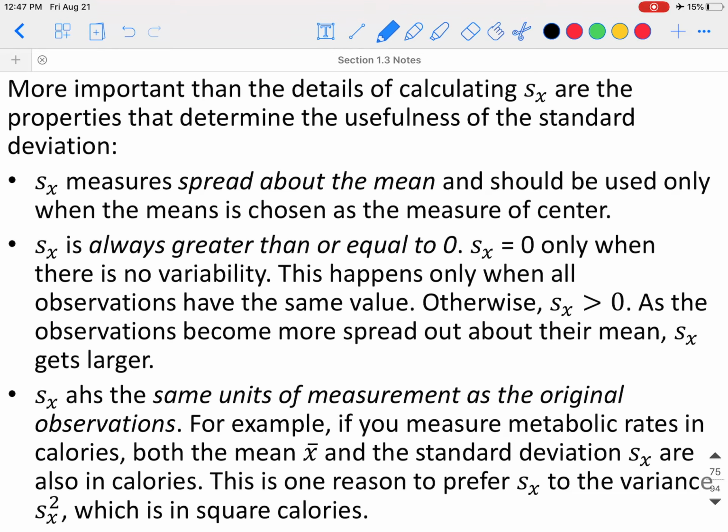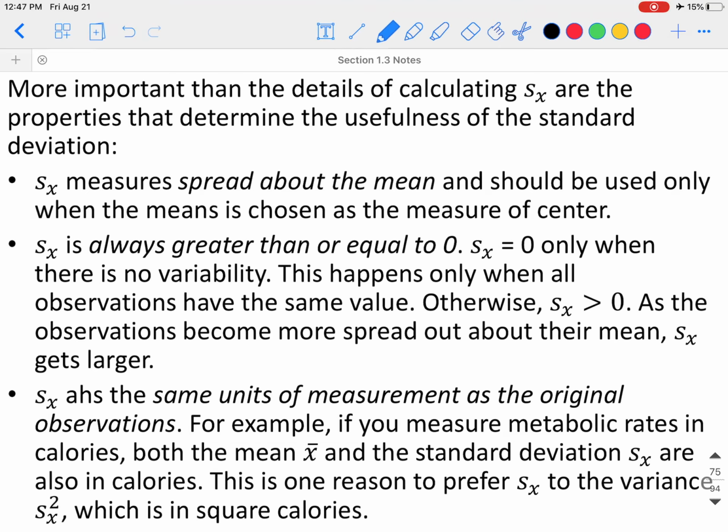More important than the details of calculating s of x are the properties that determine the usefulness of the standard deviation. S of x measures the spread about the mean and should be used only when the mean is chosen as the measure of center. Now, if you remember previously, we discussed that you should only use the mean as long as the data is roughly symmetric. So standard deviation should also only be used if the distribution is roughly symmetric. If you were talking about the median, you should use the IQR instead.